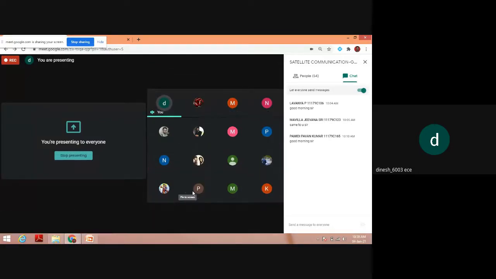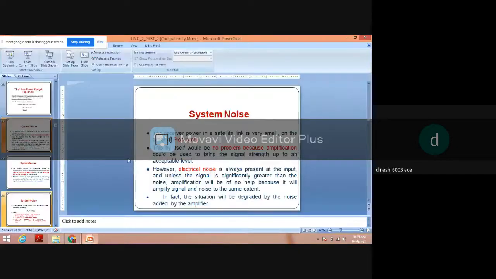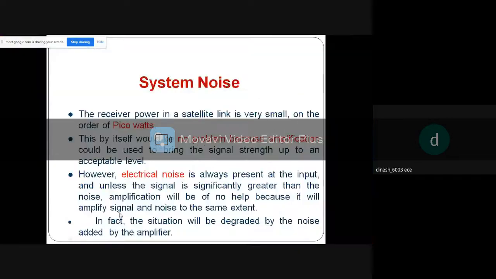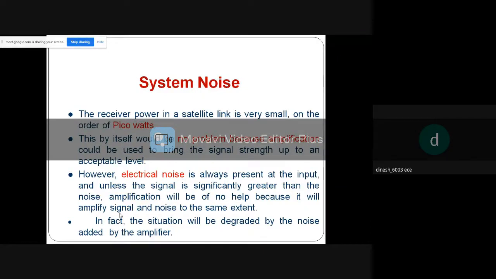Since I couldn't find any queries in the chat box, I'll proceed to the next parameter used for designing your space link, which is system noise. The received power in a satellite link is very small, in the order of picowatts.